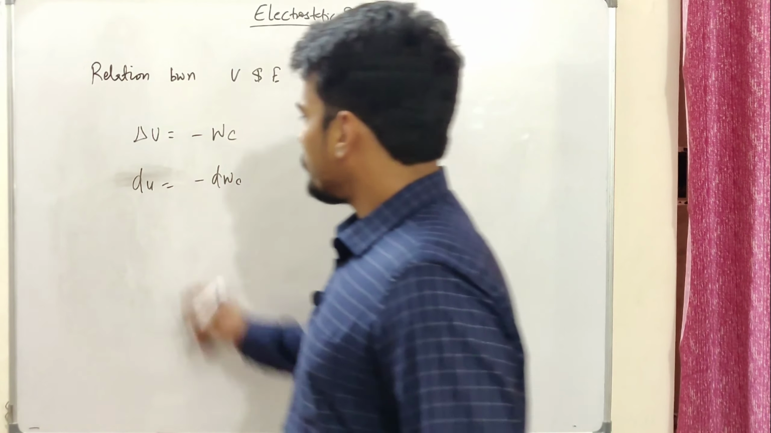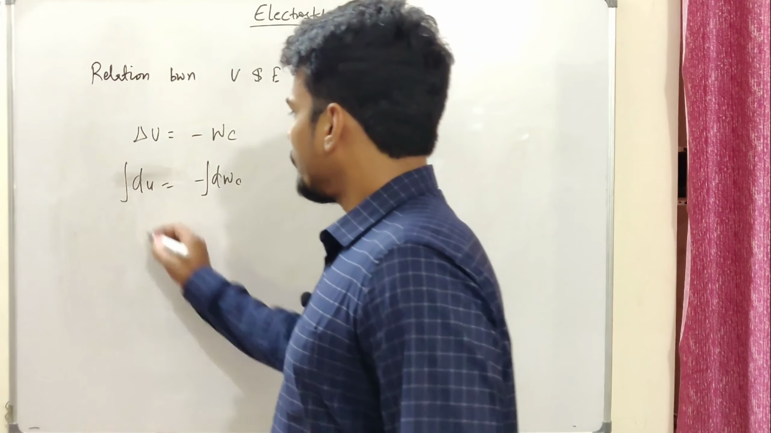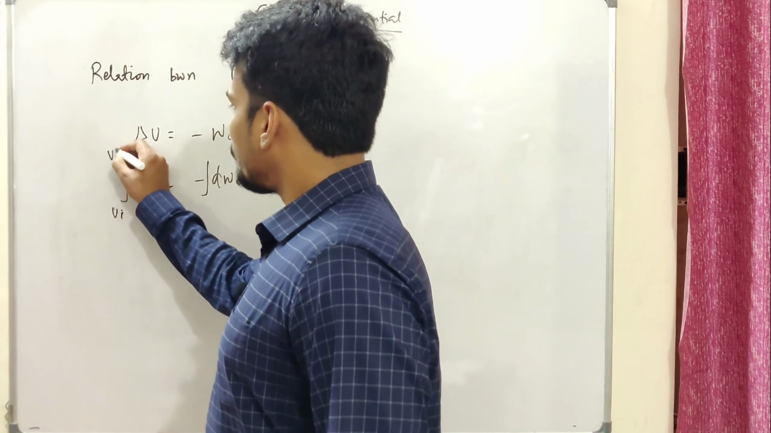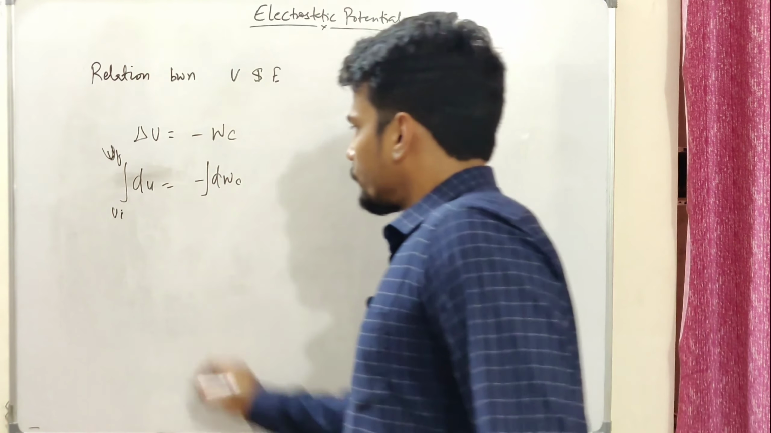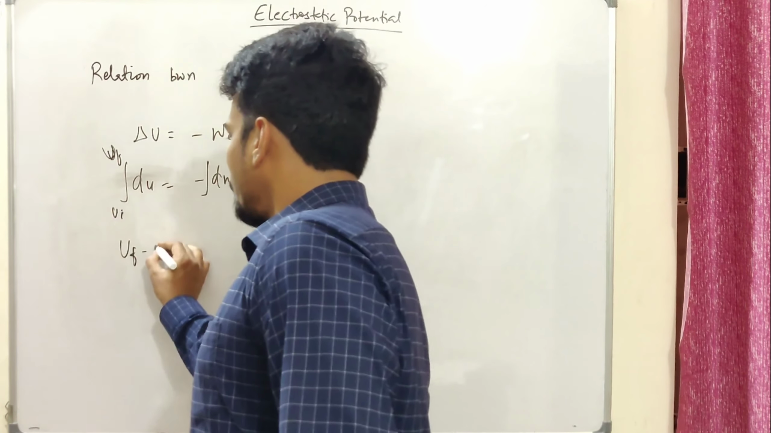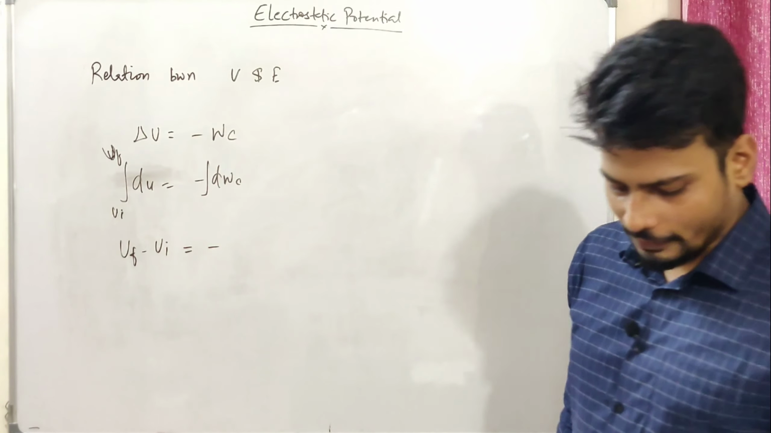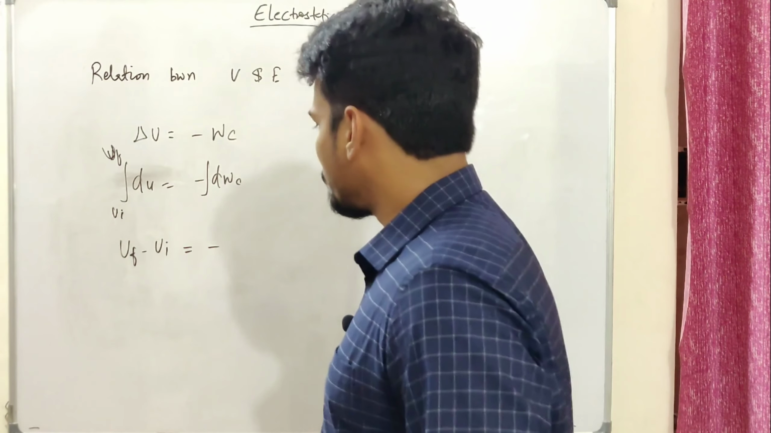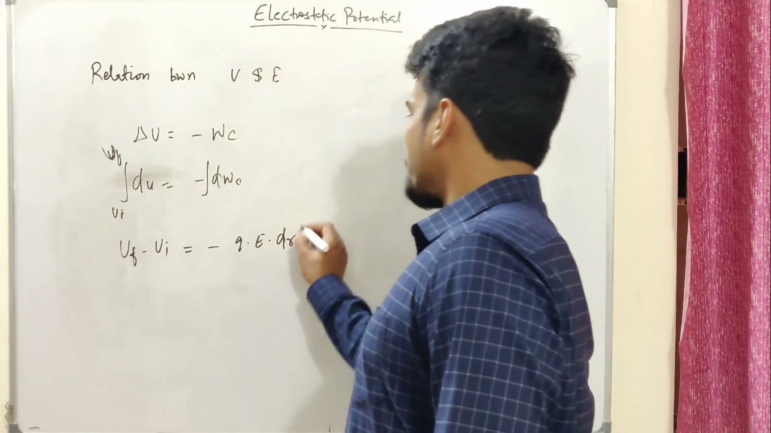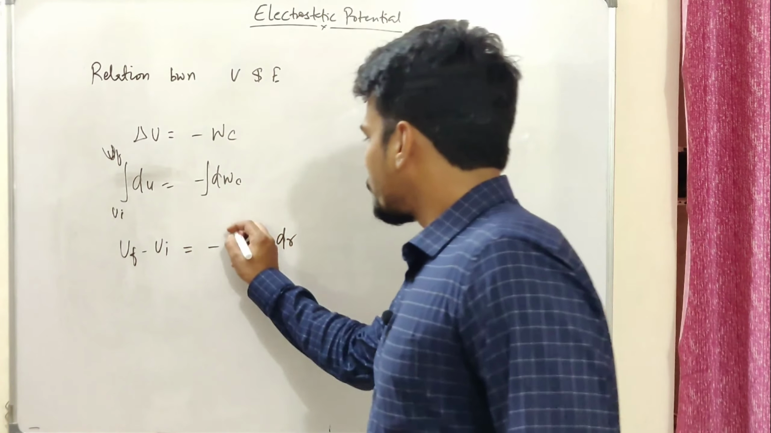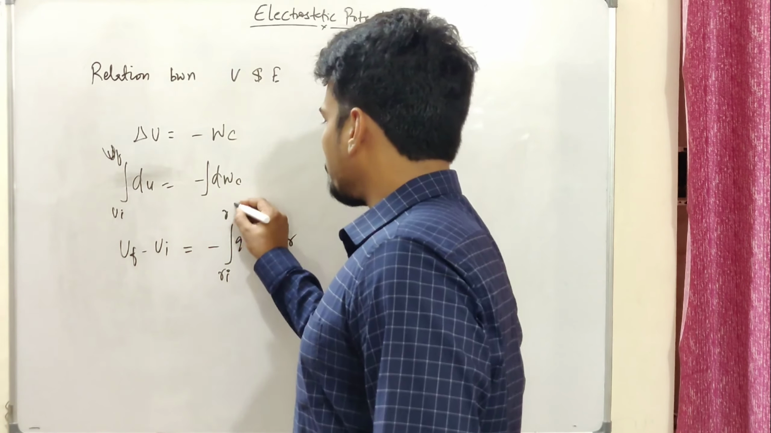Now to get the total energy, I'm going to integrate both sides. Let's say this is U initial to U final. Don't be mistaken, that's U final. So I'm going to have U final minus U initial should be negative of the work done by the conservative force. What is the conservative force over here? Electrostatic force. Well, that's going to be nothing but Q times E. Let's say it is displaced by a small distance dr, from R initial to R final position.